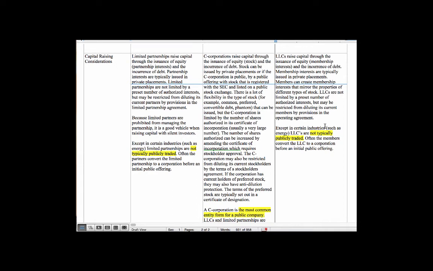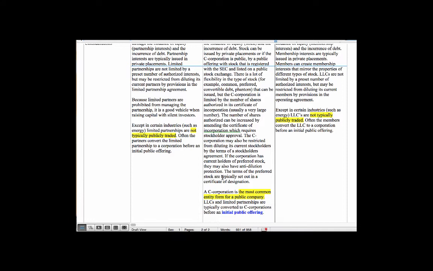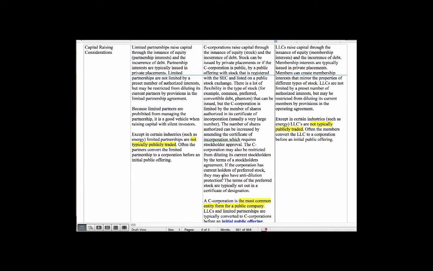So you might as well start as an LLC, right? Might as well start as an LLC. Okay, well, when would you ever want to be an LP? And the answer to that is less about capital raising and more about tradition. There are certain industries in which the limited partnership form has historically been the most common one.